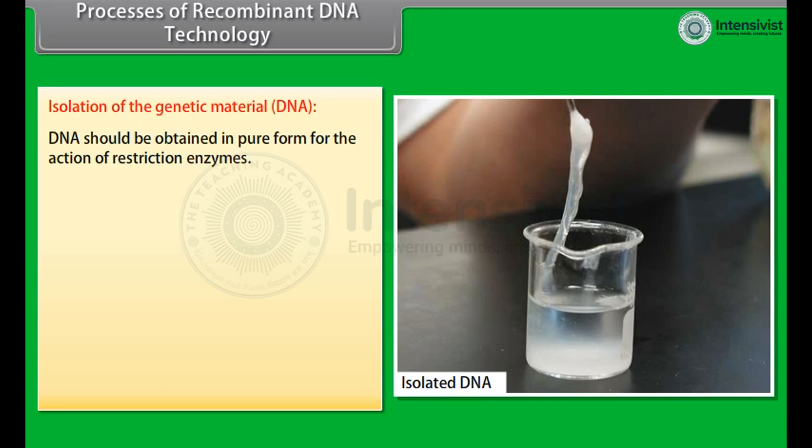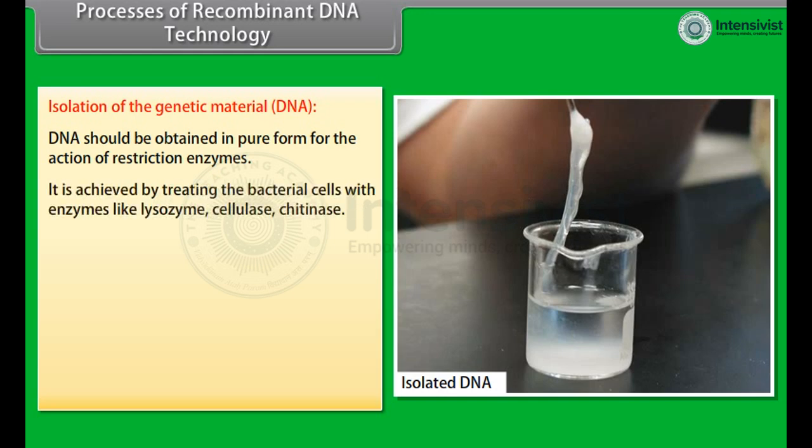Isolation of the genetic material, DNA. DNA should be obtained in pure form for the action of restriction enzymes. It is achieved by treating the bacterial cells with enzymes like lysozyme, cellulase, and chitinase.